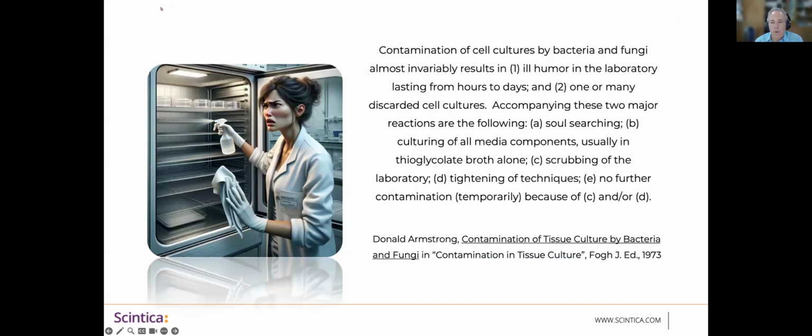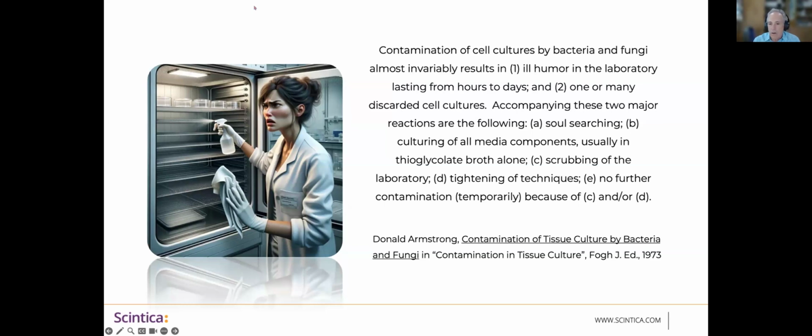The first thing that I want to talk about is that contamination of cell cultures has been around pretty much since cell culture started. I have a quote here by Don Armstrong, a prominent researcher who was doing cell culture back in the early 70s. And he said, as an introduction to his book, contamination of cell cultures by bacteria and fungi almost invariably results in ill humor in the laboratory, lasting from hours to days.